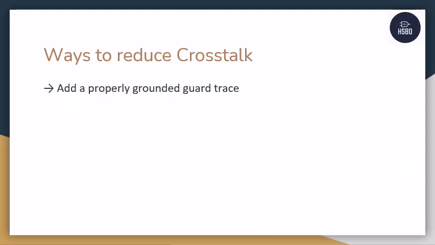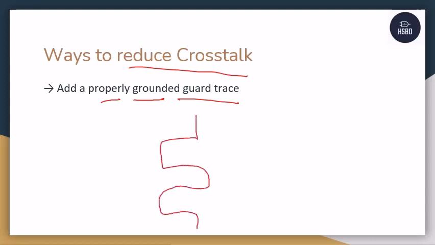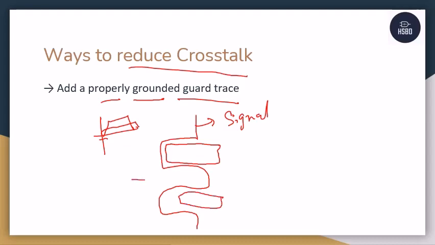Let us move on to the next option. Whenever you want to reduce crosstalk, all you need to do is add guard traces that are properly grounded. Let me explain how this is done. For example, if your trace is like this, in a serpentine manner, this is your signal, and you are seeing high crosstalk in this. So you are getting high NEXT and FEXT. In order to reduce the crosstalk, all you need to do is add guard traces like this, as you can see in the diagram.